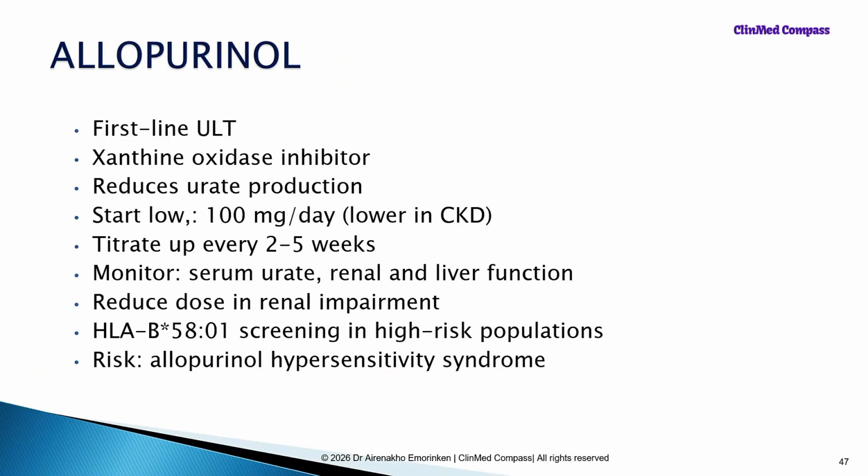Allopurinol is first-line urate-lowering therapy. As a xanthine oxidase inhibitor, it reduces urate production. Start low, 100 mg daily, however lower in chronic kidney disease, and titrate up every 2 to 5 weeks based on serum uric acid response. Monitor serum uric acid, renal and liver function regularly. Reduce dose in renal impairments.